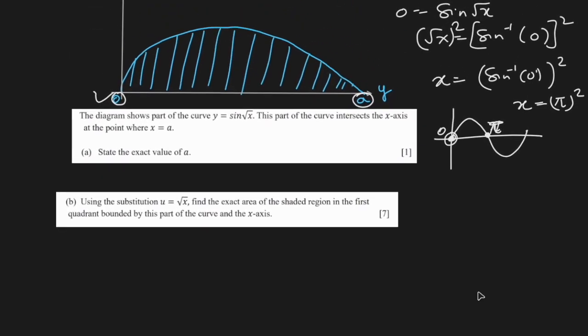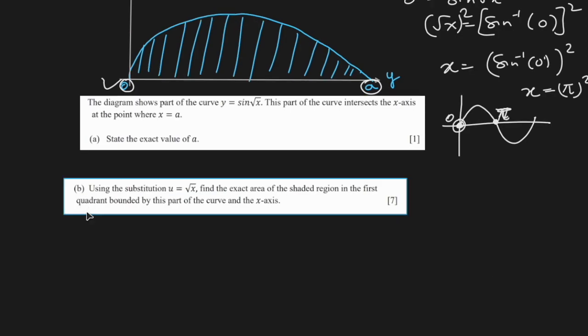What about the next one? Using the substitution u equal to square root x, find the exact area of the shaded region in the first quadrant bounded by this part of the curve and the x-axis. Basically, the shaded area we have to find. So in other words, they're asking us to find the definite integral from 0 to pi squared.